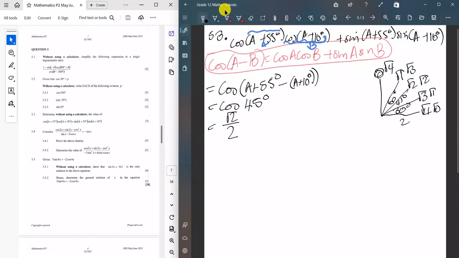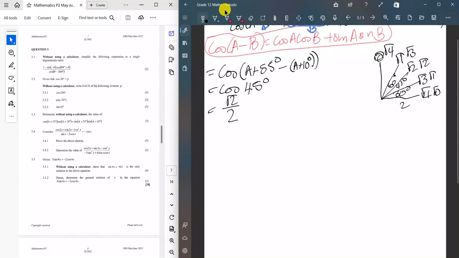Remember, they said without using a calculator. Okay, it is root 2 over 2. Happy? That is your answer. So 5.3, you are good. All right. I know sometimes they can even give you 1 over root 2, but it's okay. This is it, guys.